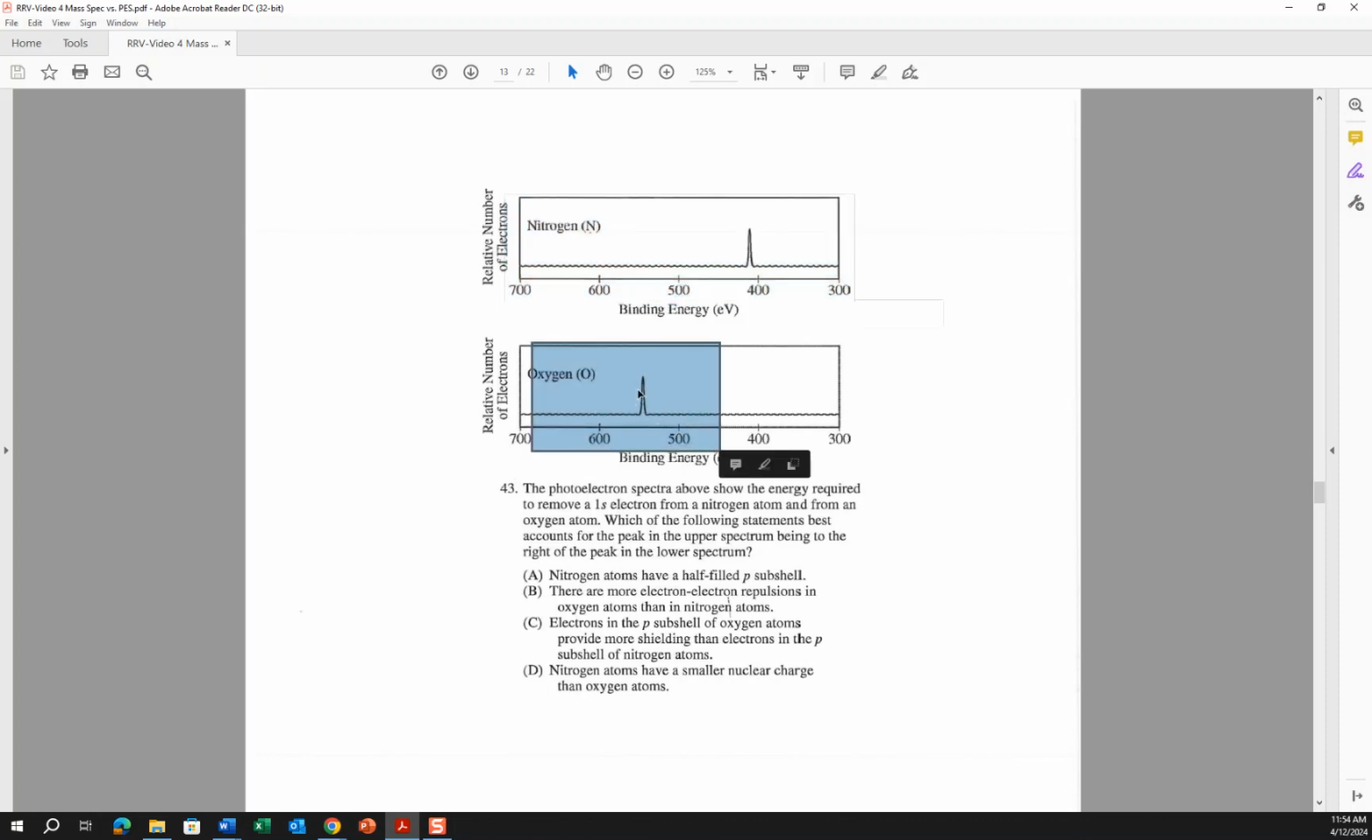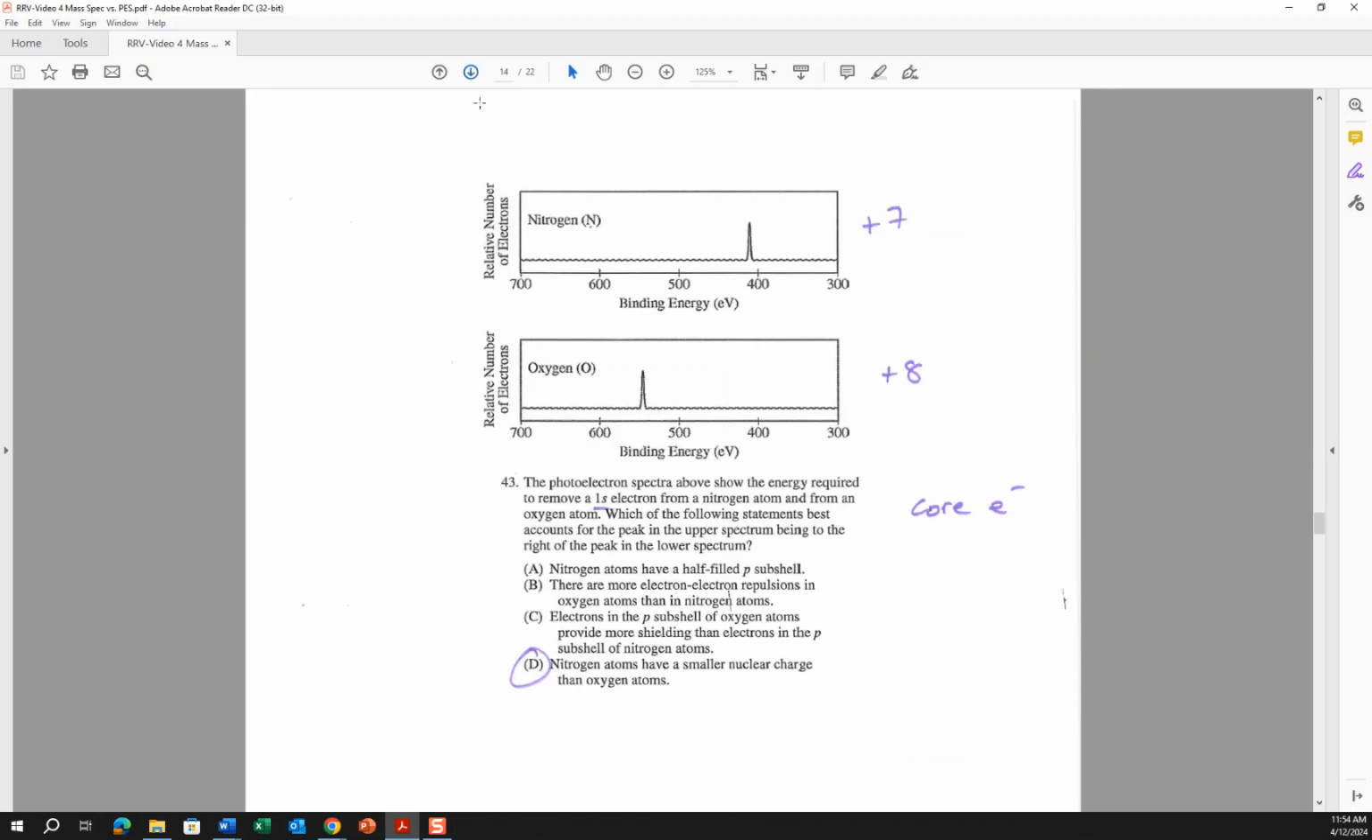Now remember, nitrogen and oxygen do have an exception to the rule when it comes to first ionization energy, but first ionization energy would be how much energy is required to remove a valence electron. These are peaks of core electrons, so we're not looking for ionization energy exceptions here. This is just oxygen has 1 more proton in the nucleus. So nitrogen atoms have a smaller nuclear charge, or oxygen atoms have a greater nuclear charge, either way. So that's the answer for part D there.